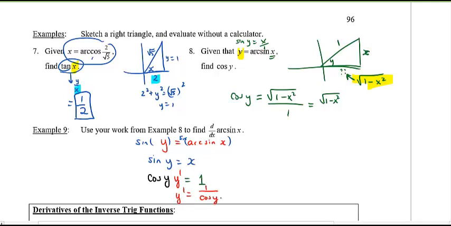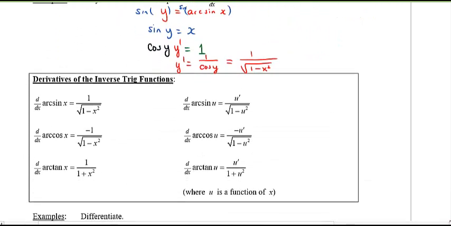And you're like, I still don't understand how I used it from example number 8. Well, didn't I ask you to find cosine of y in this case, when y equals arc sine of x? Well, make that substitution now, because that's just equal to the square root of 1 minus x squared. And now you have the derivative of arc sine in terms of x. And this lovely chart underneath is exactly where this came from. Ta-da! You can do the same thing for arc cos and arc tangent, and you'll get those 3 functions.